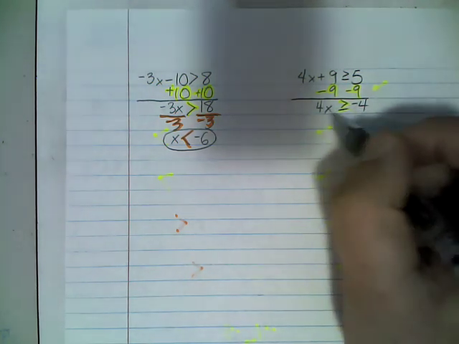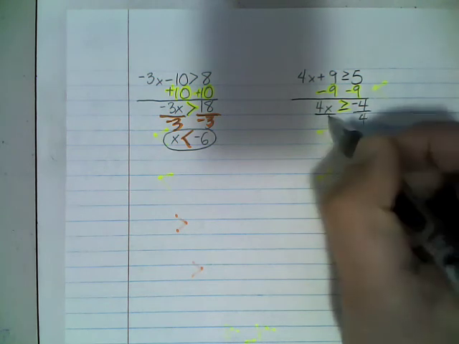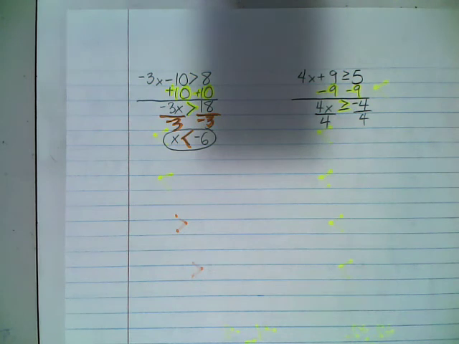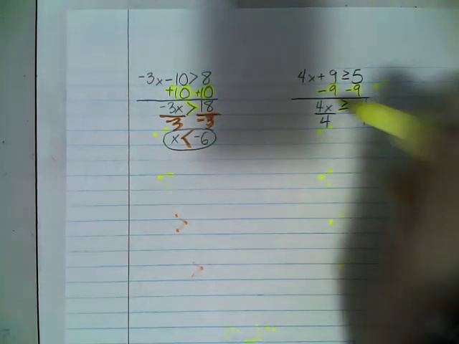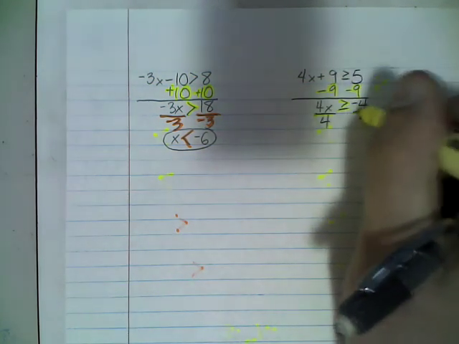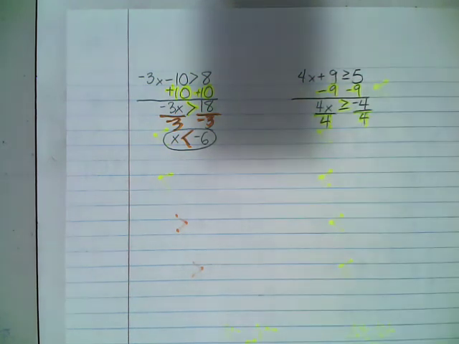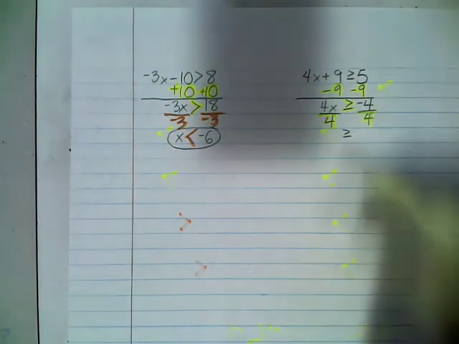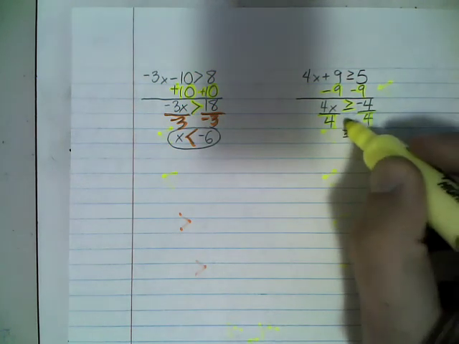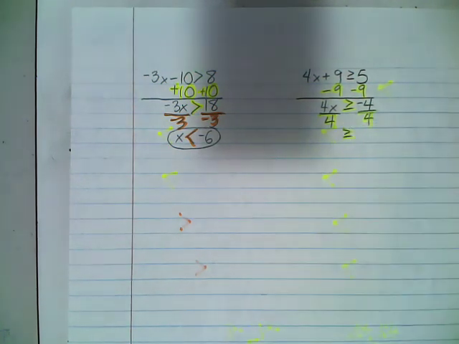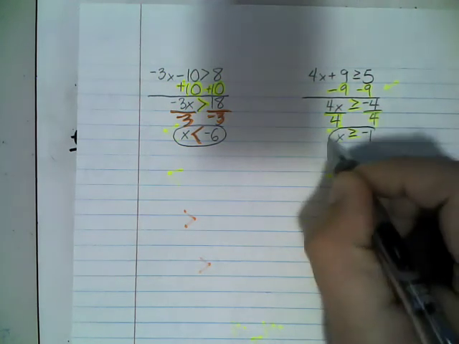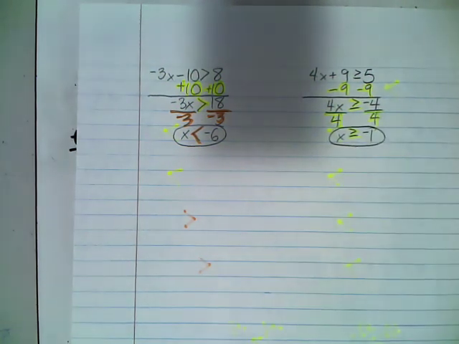Now to get rid of my times 4, I'm going to divide both sides by 4. So division, we got to think, is it positive or negative? Well, I'm dividing both sides by a positive, which means that my sign will stay the same. So it'll still be a greater than or equal to. So therefore, x is greater than or equal to negative 1. So this time, the inequality did not change at all. It stayed the same all the way through.